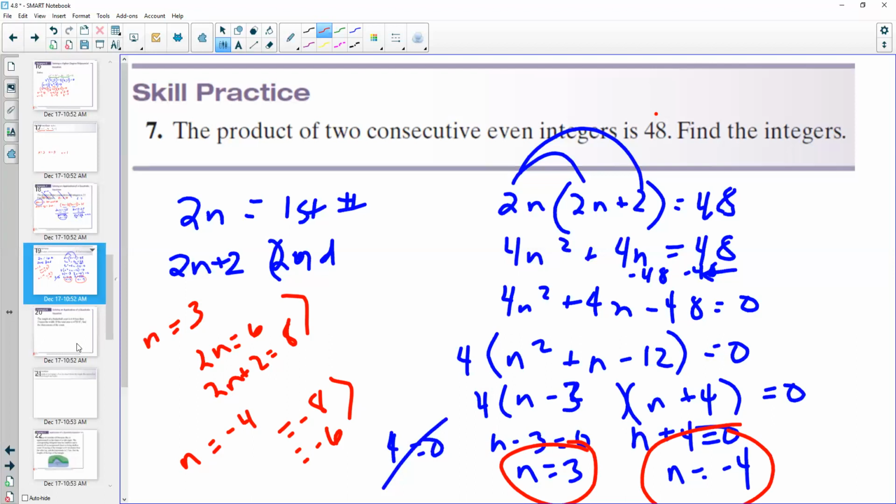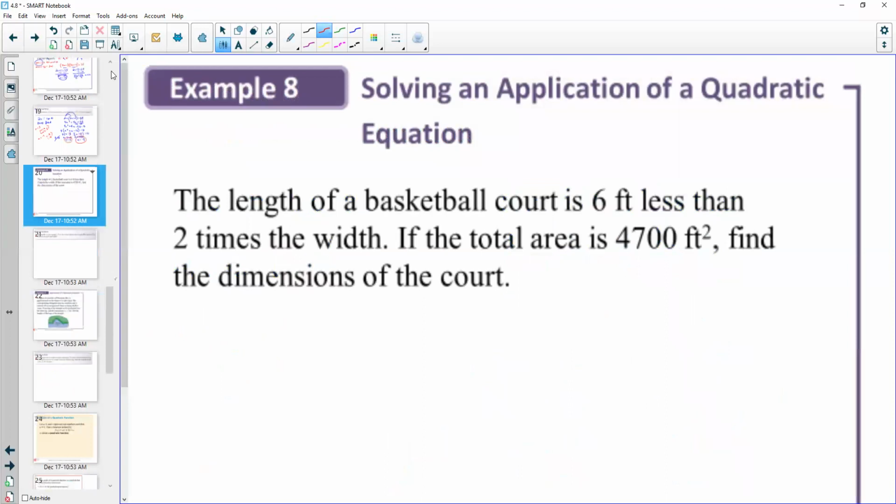All right, let's try something else. This one says the length of a basketball court is 6 feet less than 2 times the width. Let's stop right there. The length of a basketball court is 6 feet less than 2 times the width.